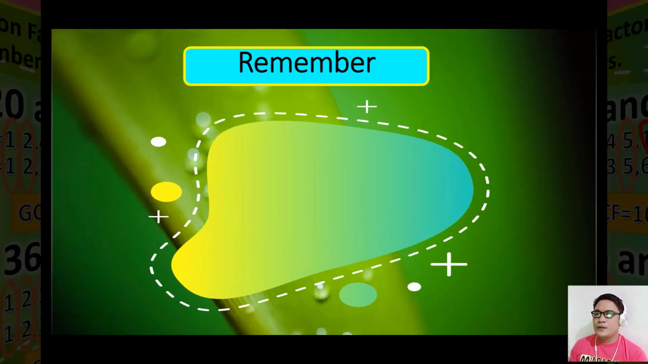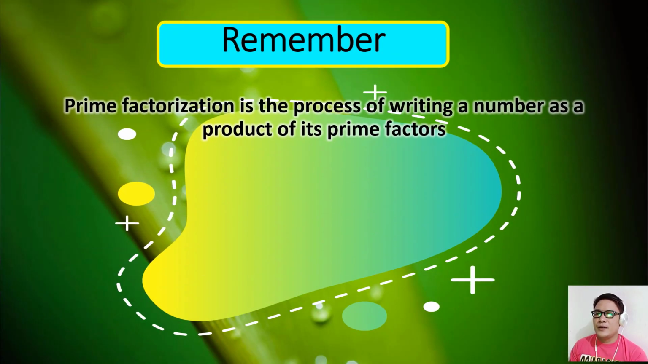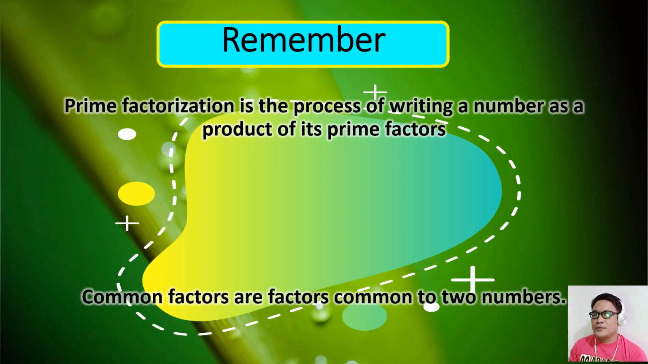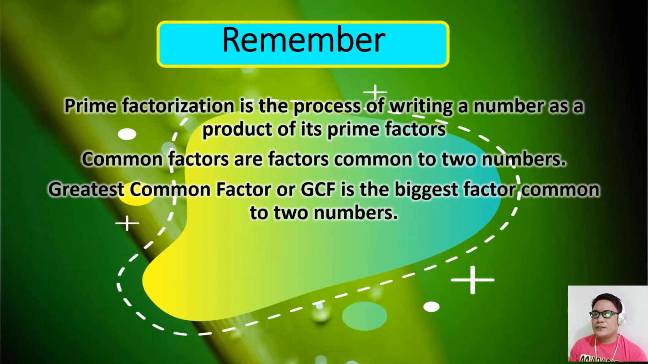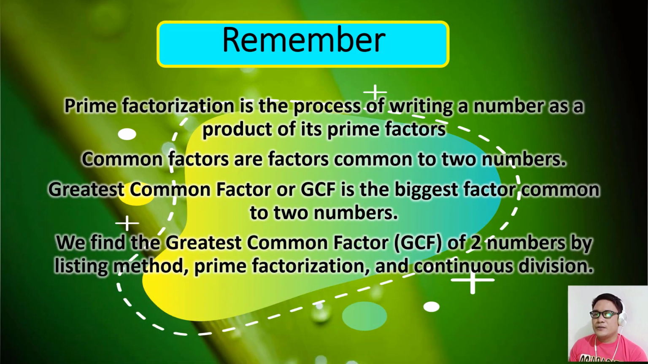Remember, prime factorization is the process of writing a number as a product of its prime factors. Common factors are factors common to two numbers. Greatest common factor, or GCF, is the biggest factor common to two numbers. We find the greatest common factor, or GCF, of two numbers by listing method, prime factorization, and continuous division.